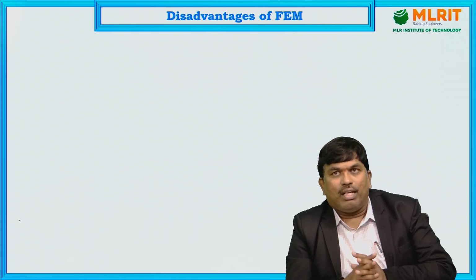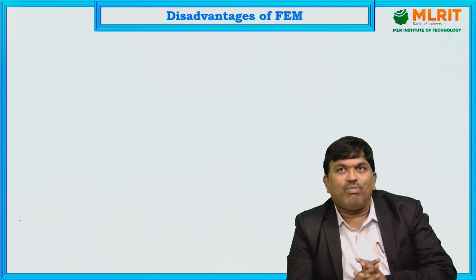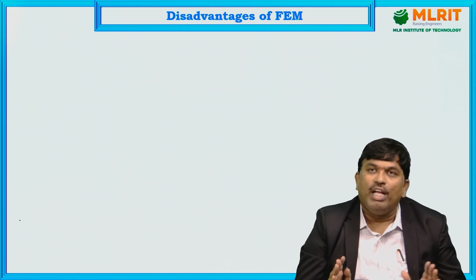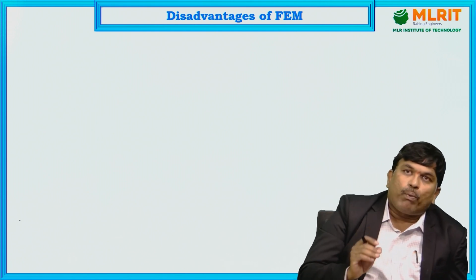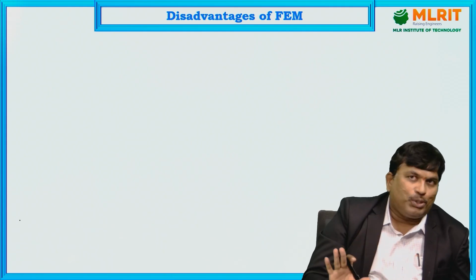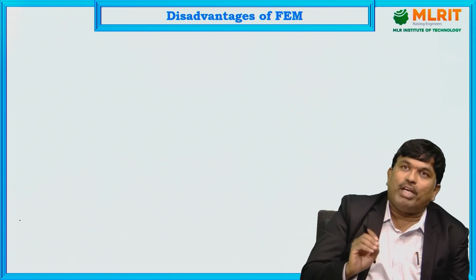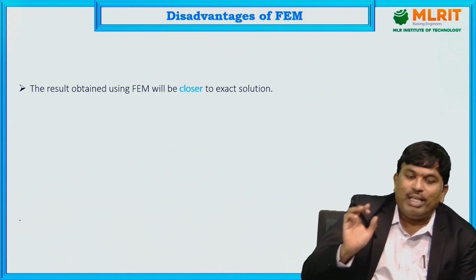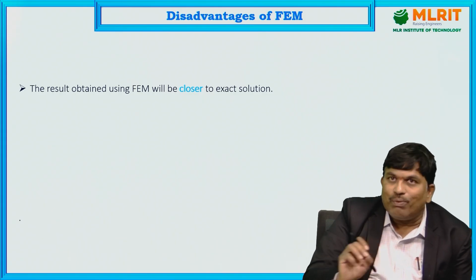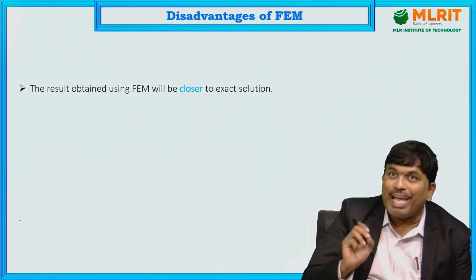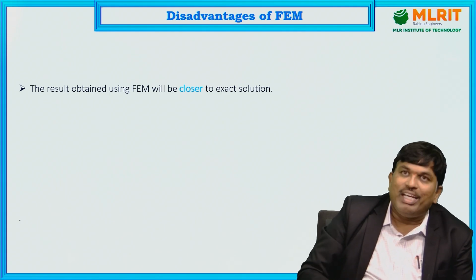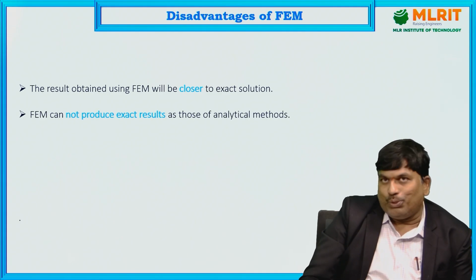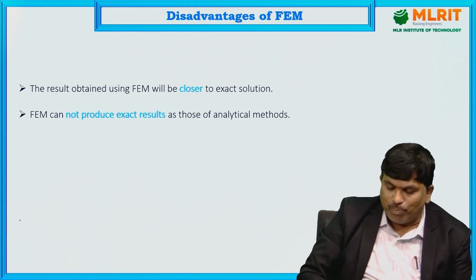I already said that the main disadvantage of the finite element method is that it will not provide the exact solution. It will provide an approximate solution, but it is an accepted solution. It will give a solution closer to the exact one, but not the exact solution, yet it is accepted by all industries. It will produce the approximate solution.